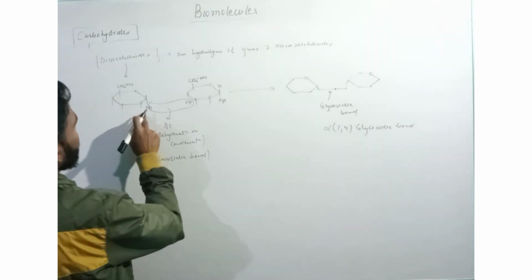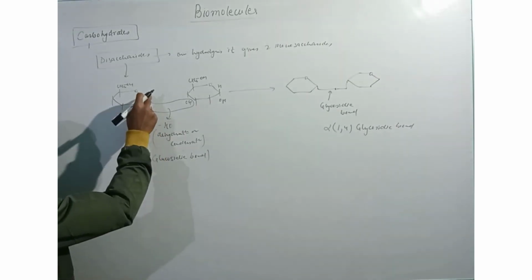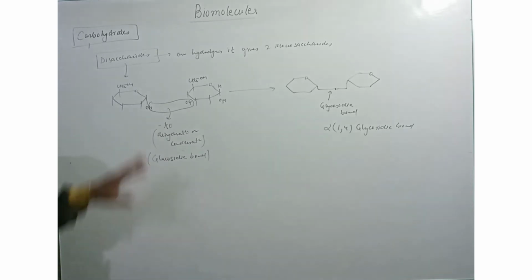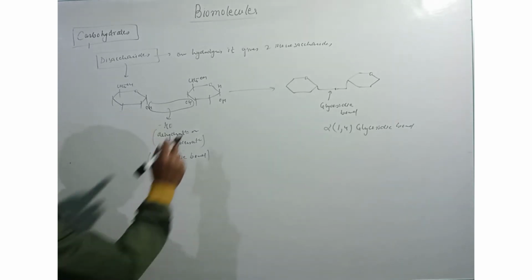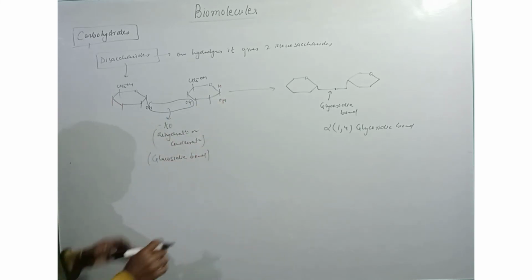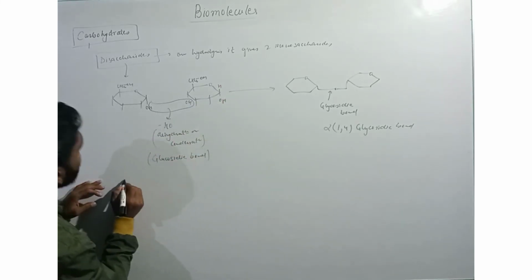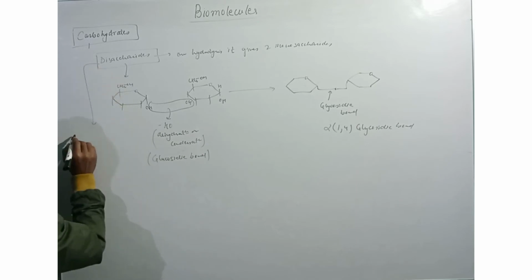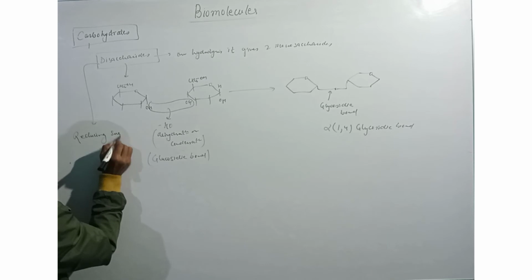Now the disaccharides are reducing in nature. Why? Because the first glucose's first carbon is involved in bond formation, but in the second glucose the aldehyde is free. That's why a disaccharide is reducing in nature, that is, a reducing sugar.